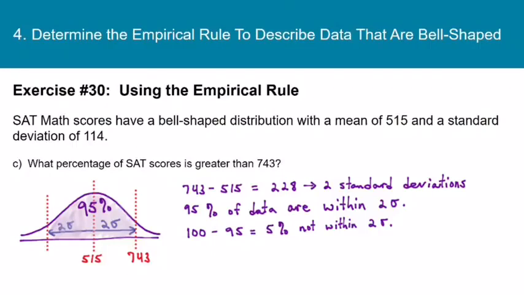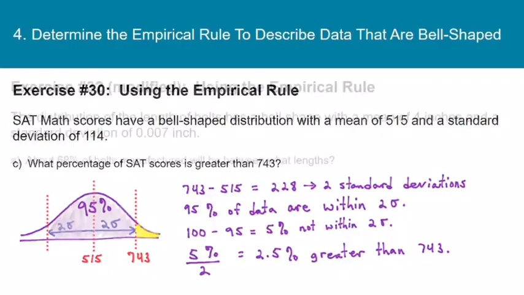Now, lucky for us, bell-shaped data is symmetrical, which means that the area in this tail should be the same as the area in this tail. So to find the area in this rightmost tail, all we have to do is take the area in both tails and divide by 2. So we see now that approximately 2.5% of the data can be expected to be greater than 743.